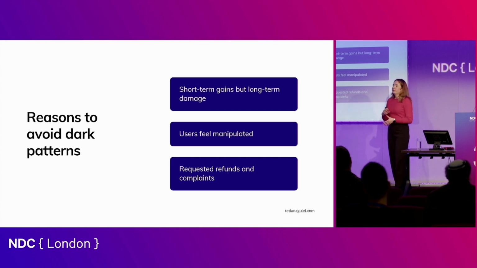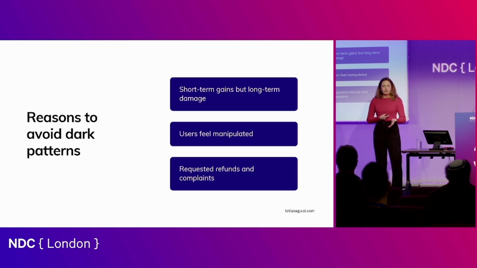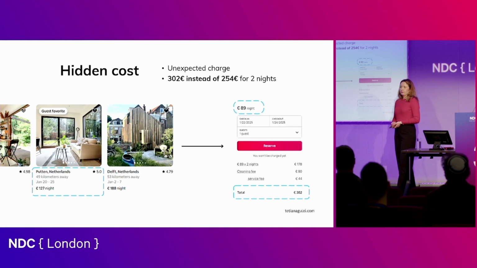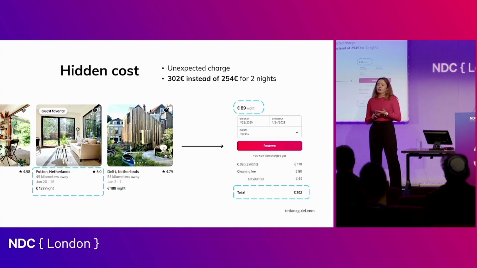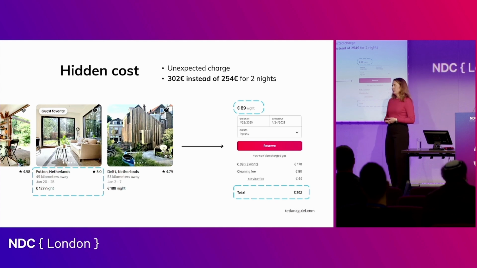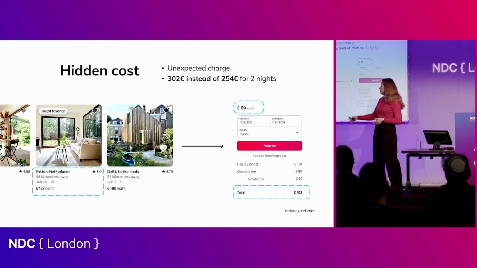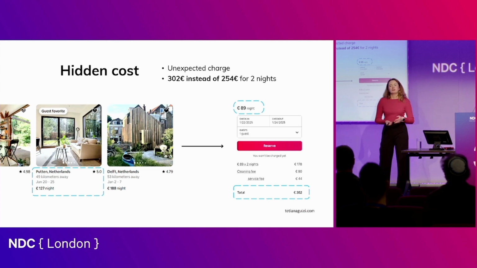So I'm going to show you a few examples of very common dark patterns nowadays that we see in many products. The first one is hidden costs. This is very typical when you make some purchase online and you have an unexpected charge in the end. So, for example, I was planning to book a place to stay for a weekend, and I saw that first the price was 127 euros per night.